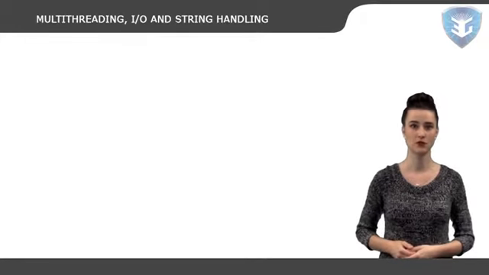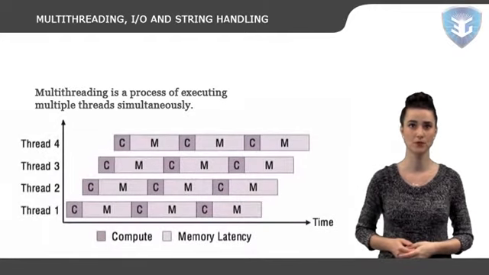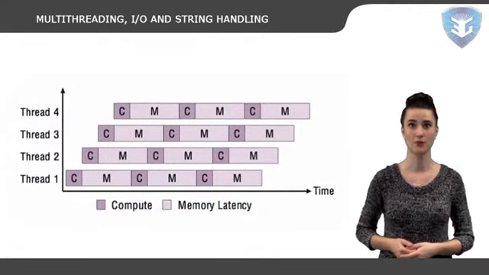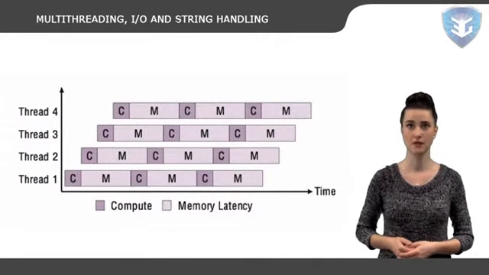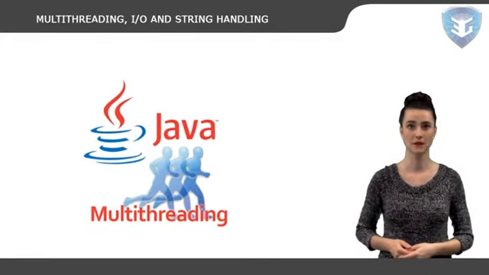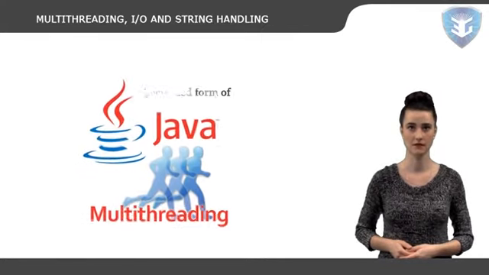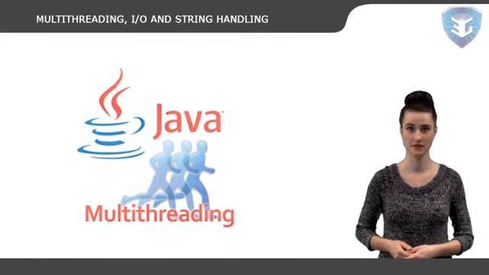Let's start with a brief introduction of multi-threading, I/O, and string handling. Multi-threading is a process of executing multiple threads simultaneously. A thread is basically a lightweight sub-process, the smallest unit of processing. Multiprocessing and multi-threading both are used to achieve multitasking. Java has built-in support for multi-threaded programming. Multi-threading is a specialized form of multitasking. Multitasking threads require less overhead than multitasking processes.